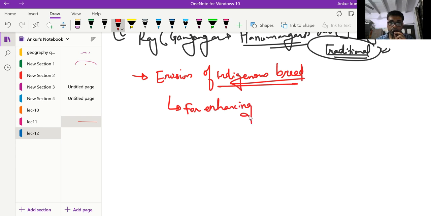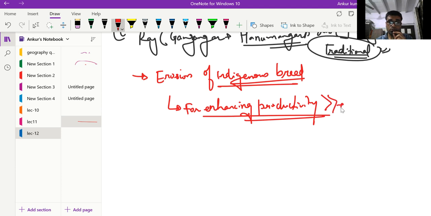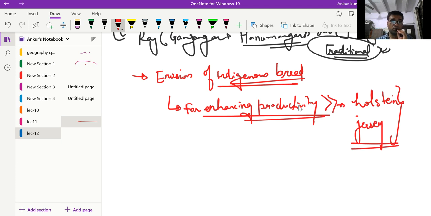For enhancing the productivity, we introduced exotic cattle species, like Holstein and Jersey. So these species of the cow were introduced, but these are not the domestic or indigenous breed. So the indigenous breed, they were not used for white revolution.